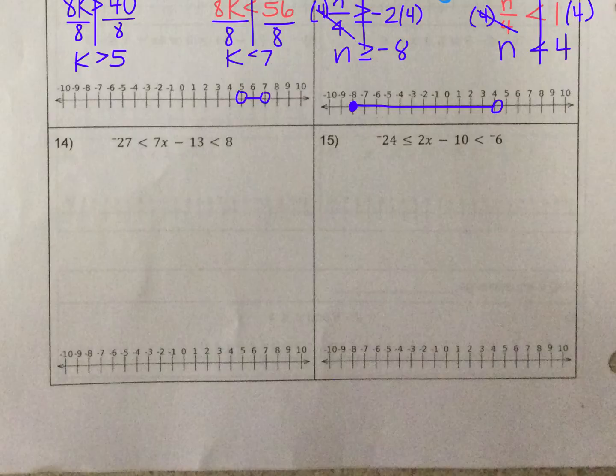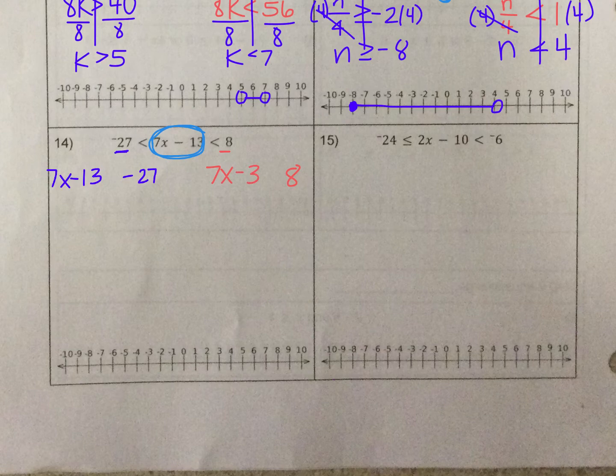Let's do 14 and 15. So the answer to your first problem is going to be -27. The answer to your second problem is going to be 8. They share this whole mess in the middle. So they both are going to get 7x minus 13.